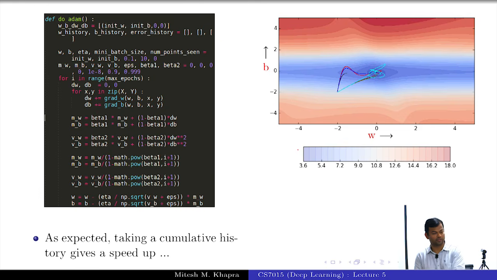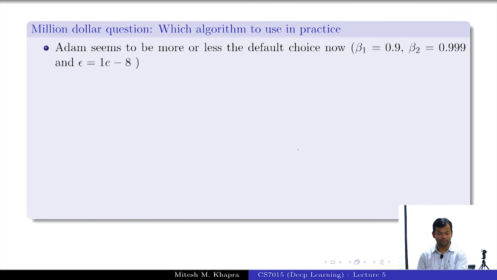And in fact, there is one now which is called EVE. But it did not really gain much momentum. But ADAM, okay. So in practice, ADAM seems to be more or less the default choice.